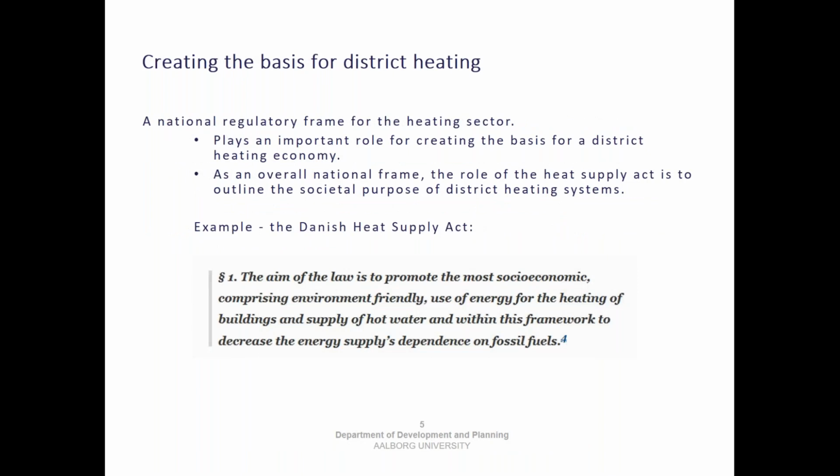And also in relation to that, I think national governments have an important role here to outline heating regulation, which creates the basis for district heating, and of course also initiate the process I just mentioned, and also outline in this legislation what is the overall role of district heating systems. Just as an example, I here show you the aim of the Danish Heat Supply Act, where it quite directly stresses that the purpose of district heating systems is to improve environmental and socioeconomic conditions. And that is also the purpose of district heating systems in general from a societal perspective.